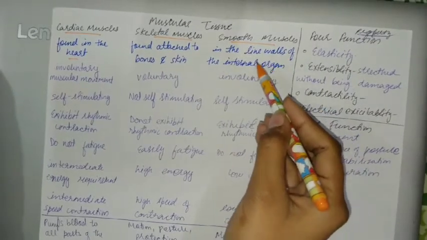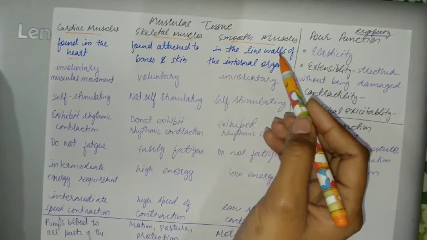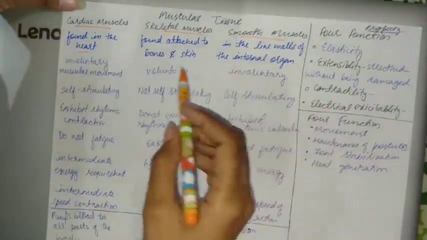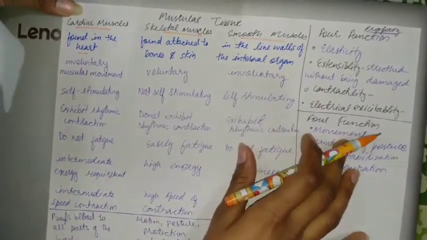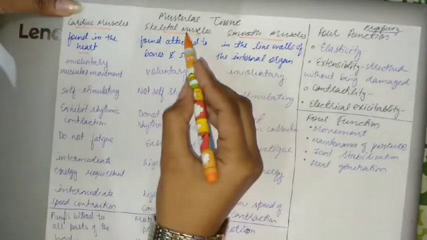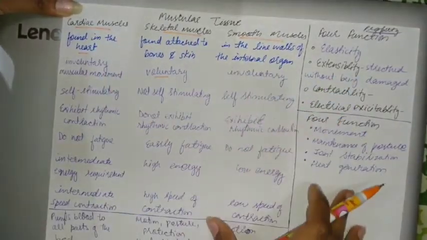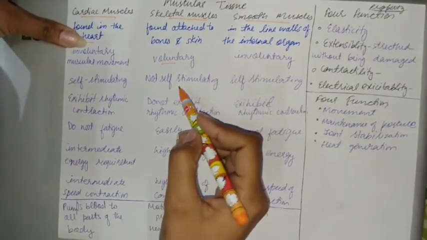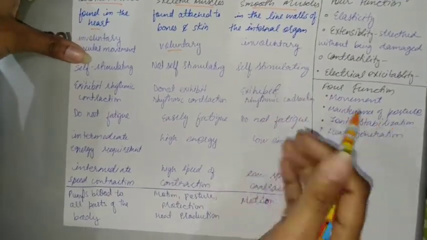Smooth muscle lines the walls of internal organs. These three muscles have different functions and different movements, like involuntary and voluntary. Skeletal muscle is of voluntary nature, but cardiac and smooth muscle are of involuntary muscular movement. Skeletal muscle is non-self-stimulating, but cardiac muscle and smooth muscle are self-stimulating.